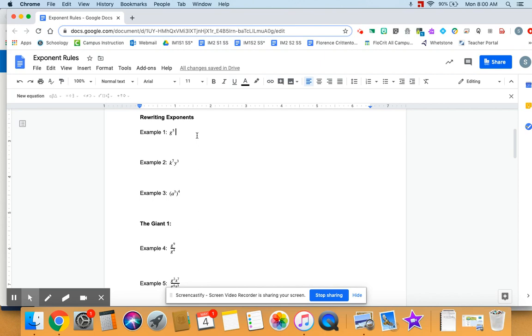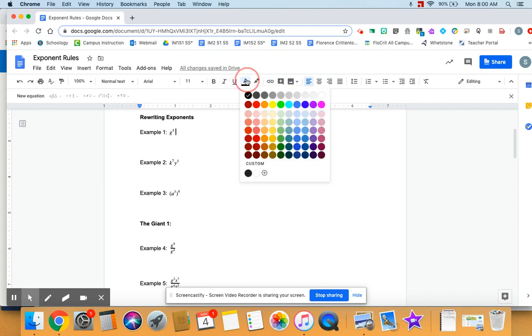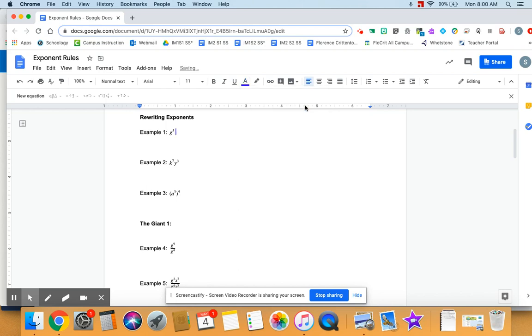So like this is g to the power of 5, which I can break apart into, what it means is I take g and I times it by itself 5 times. 1, 2, 3, 4, 5. So these mean the same thing. G to the power of 5 means g times g times g times g times g.